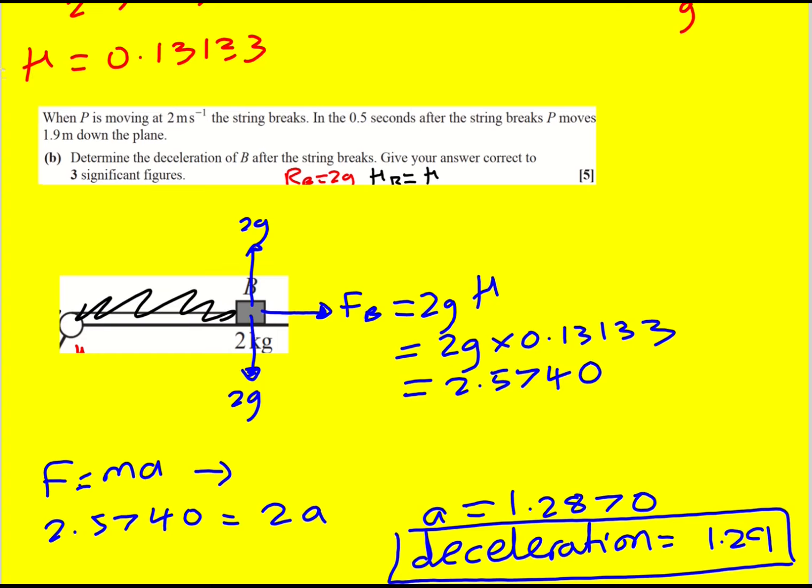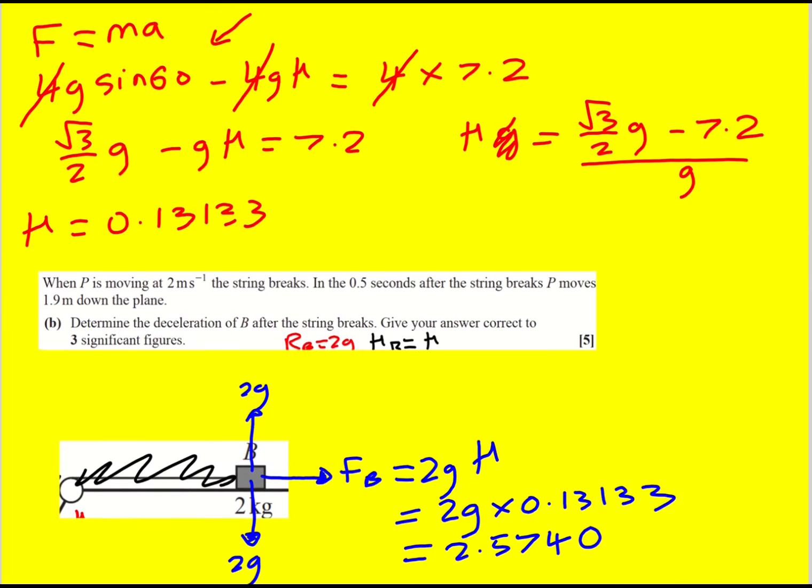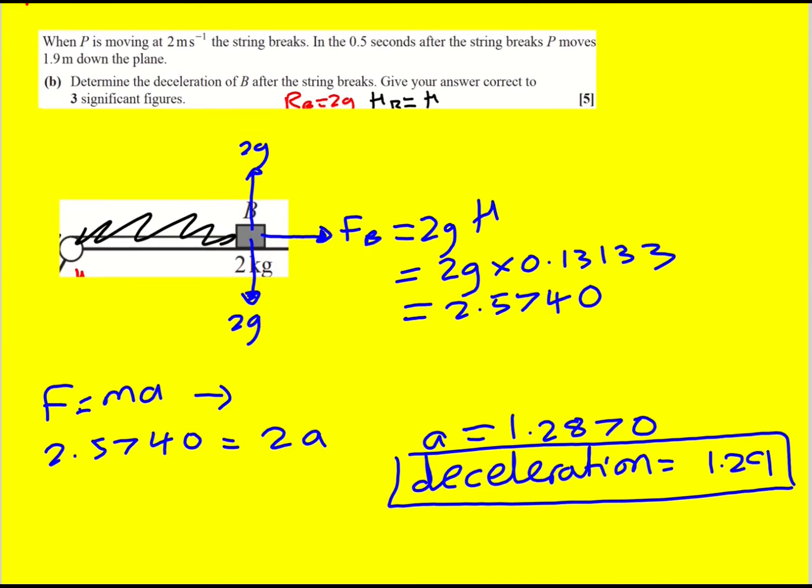Okay, I like it. Slightly different question. Particular bit using suvat in reverse to get back to the coefficient of friction, and then using it on the other particle. Well done.